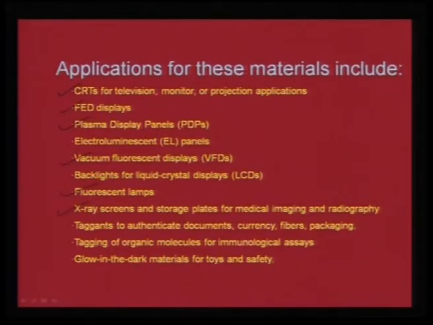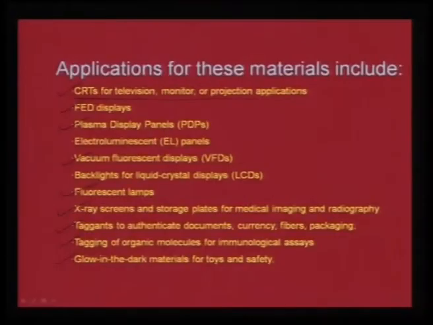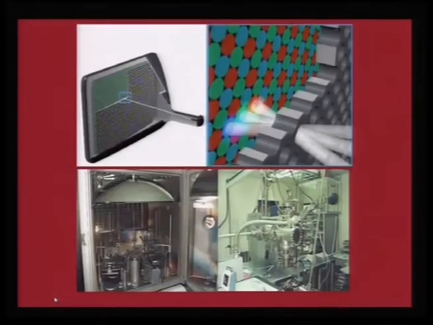then X-ray screens and storage plates for medical images and radiography, and of late it is also used as tags in several documentation events. I will show 1 or 2 examples on that, and for immunological assay it can be tagged with organic molecules, and of course the issue of phosphorescence is used now in every bit of application, including toys and other safety devices. So, as you would see, the range of compounds is not limited, and several possibilities are there, but chief among them is the application to CRT tubes.